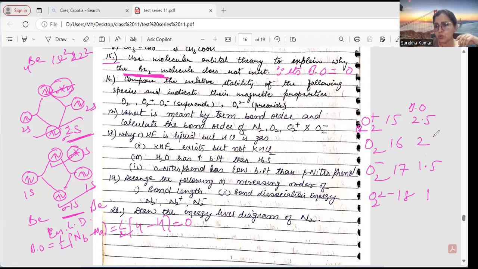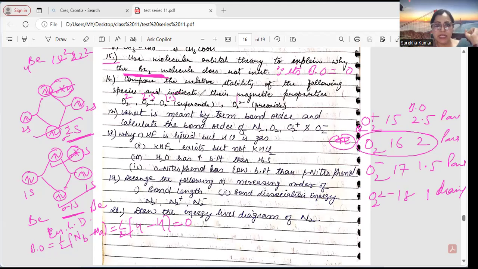O2 is paramagnetic. O2 positive is also paramagnetic. Why? Because it has unpaired electrons in the anti-bonding molecular orbital. O2 negative will also be paramagnetic. O2 2 negative will be only diamagnetic, right? So check the magnetic properties. What you have to write down: its bond order is 2, 2.5, 1.5, and 1.